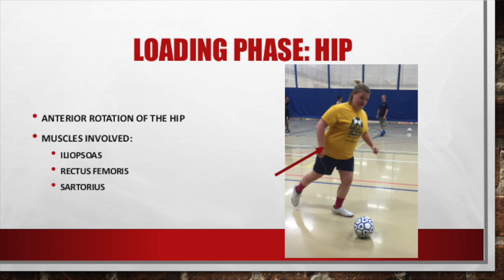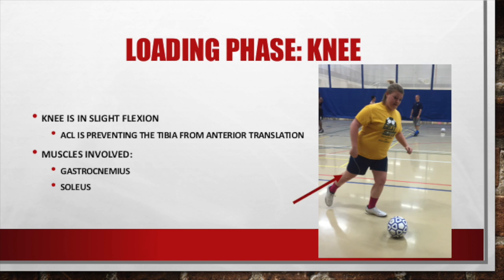During the loading phase at the hip joint, the hip is anteriorly rotated. The muscles involved are the iliopsoas, the rectus femoris, and the sartorius. During the loading phase at the knee joint, the knee is in slight flexion and the ACL is preventing the tibia from anterior translation. The muscles involved are the gastrocnemius and the soleus.